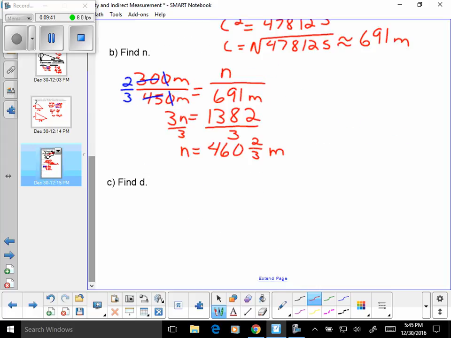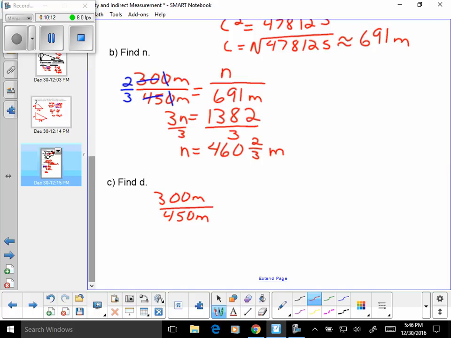Now I need to find D. I'm going to use that same ratio of 300 meters to 450 meters. It's a lot wiser to use a ratio, set up the proportion that you do know rather than one you've had to find. For example, if I made a mistake and said 694, my answer for N is going to be wrong, and it could actually throw off my answer for D.